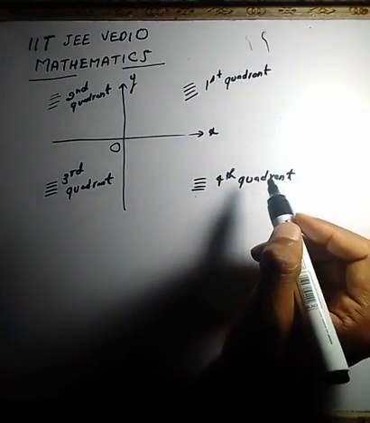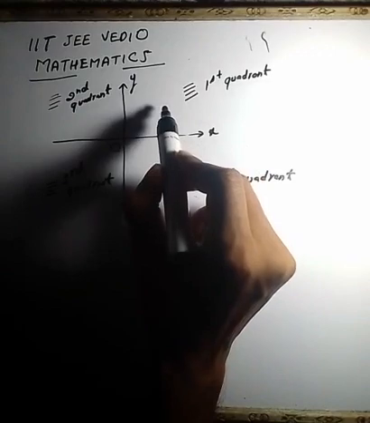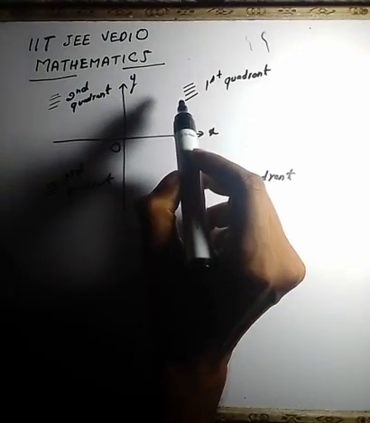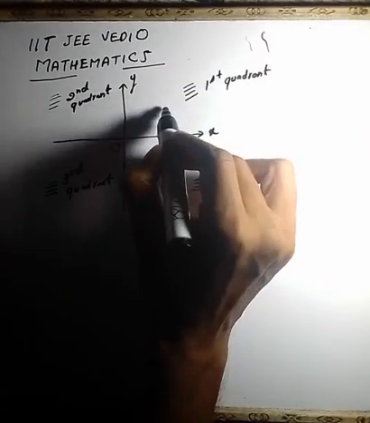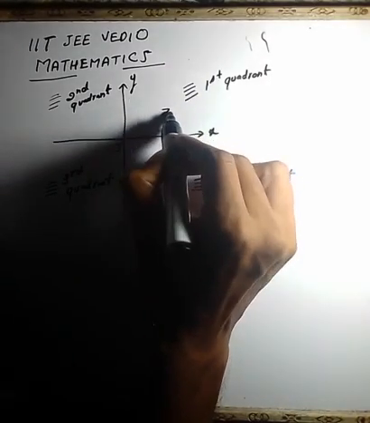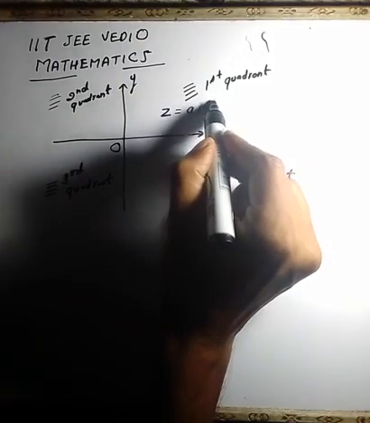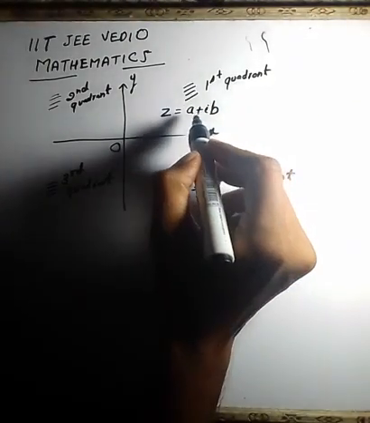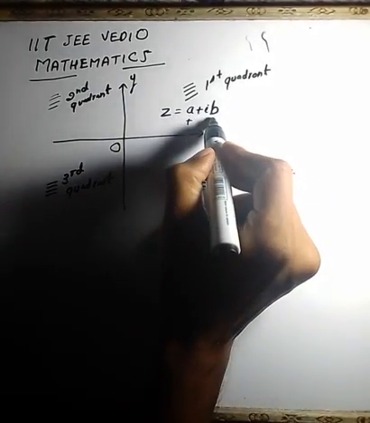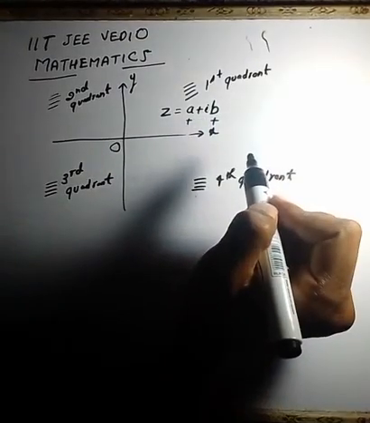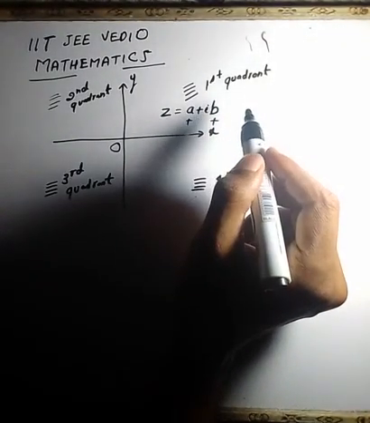Okay. So if complex number is here in this region, so we will write complex number always like z equals to a plus ib. So this a will always be positive, as well as this b will always be positive if z is lying in the first quadrant.